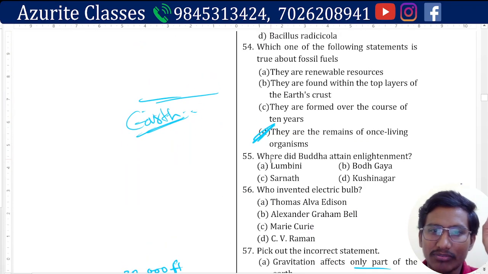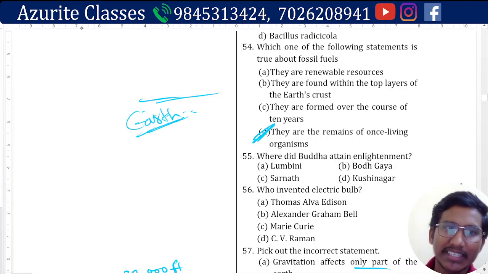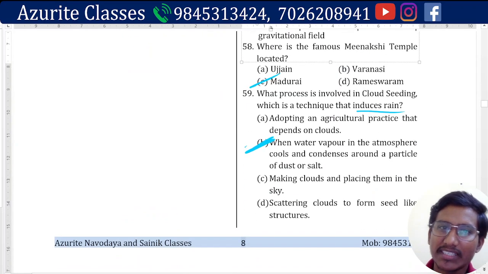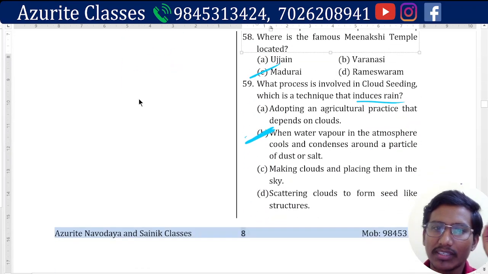Now 55. Where did Buddha attain enlightenment? That is Bodh Gaya. He attained it in Bodh Gaya. Option B is the answer. Now 56. Who invented the electric bulb? That is Thomas Alva Edison. Option A. Okay, so that is the answer, option A here.